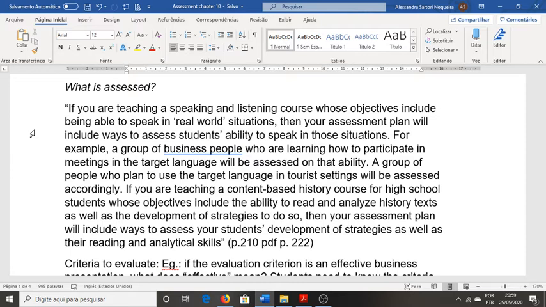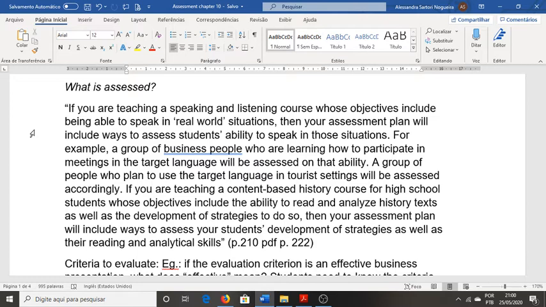In other words, the author says that, of course, what you assess is what you have to teach, and what you have to teach has to be in accordance with a student's needs. So, as she says here, you're teaching a group of business people and they have to learn how to participate in a meeting, so you're going to assess their ability to participate in a meeting, and that will include, of course, the 4 skills if necessary.